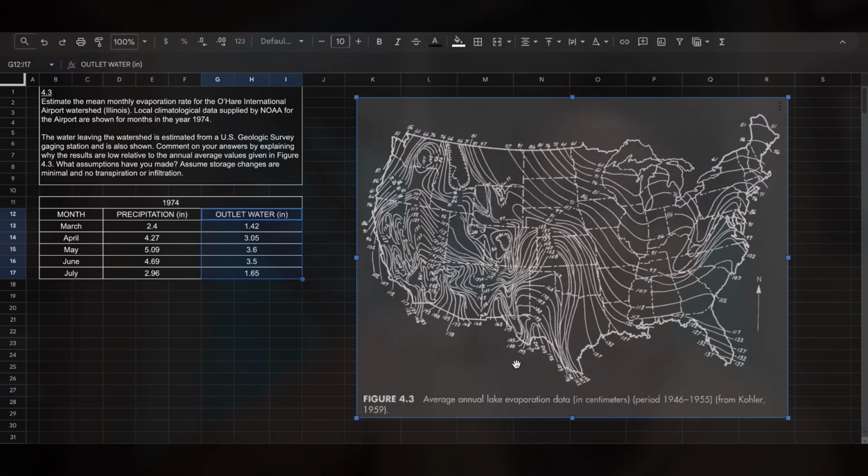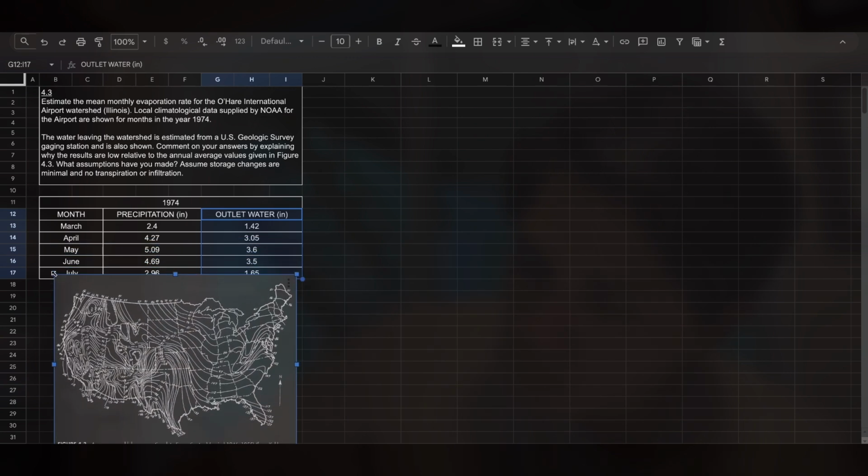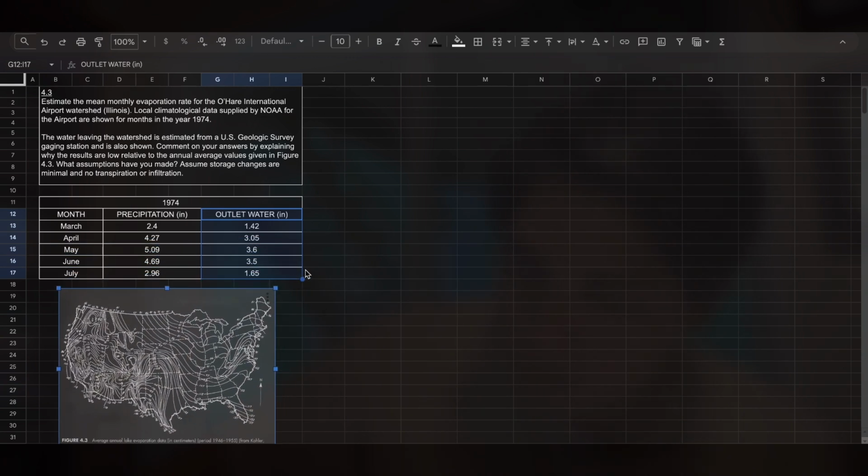This is a map of the average annual lake evaporation data in centimeters between 1946 and 1955. So our gauge is going to be somewhere in here. What assumptions have you made? Assume storage changes are minimal and no transpiration or infiltration. So let's make this bigger, smaller, put it somewhere here. Gonna use it later.